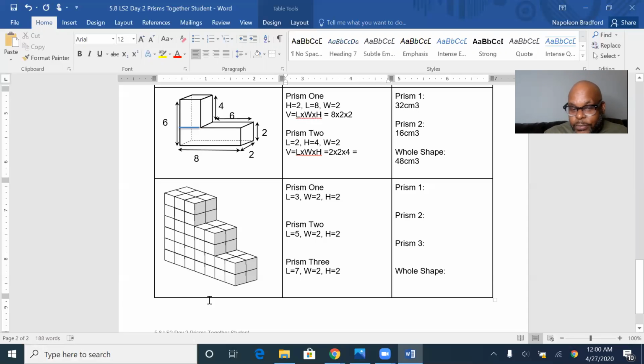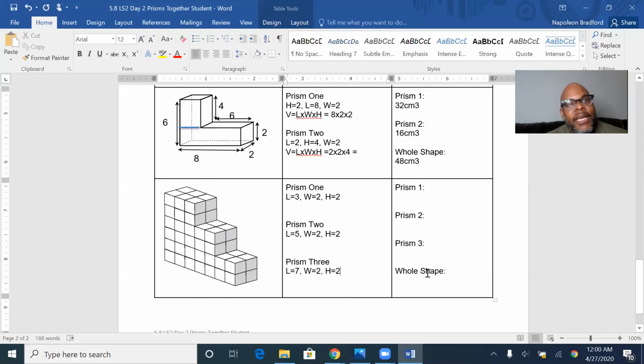Now you can't say that prism 2 has a height of 6 because that wouldn't be even, because it doesn't extend all the way up in all areas of the prism. All right. So we have the dimensions.